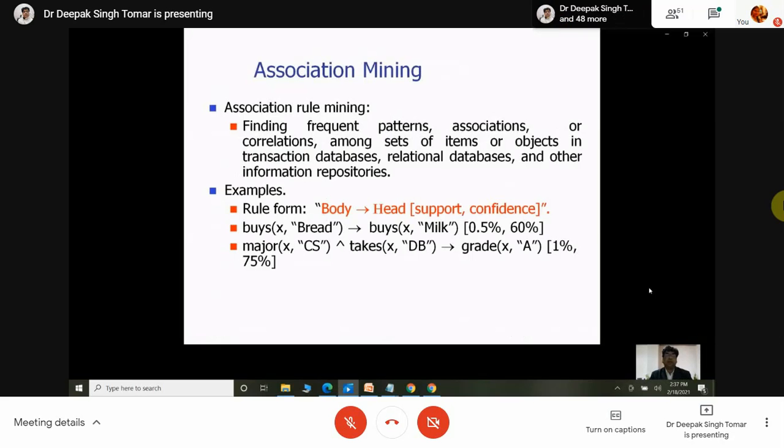Now we shall start the basic concept of association mining. First, finding the frequent pattern. Frequent pattern means the itemset or sequence of items which show correlations among a set of items. We want to find the relationship of how one item is dependent on the others.